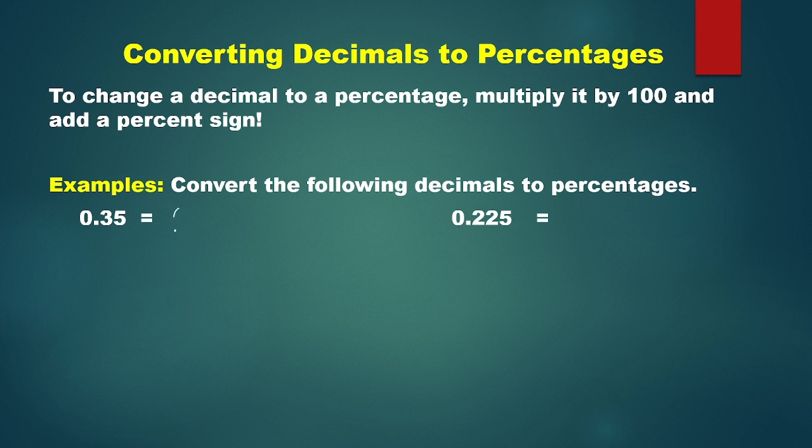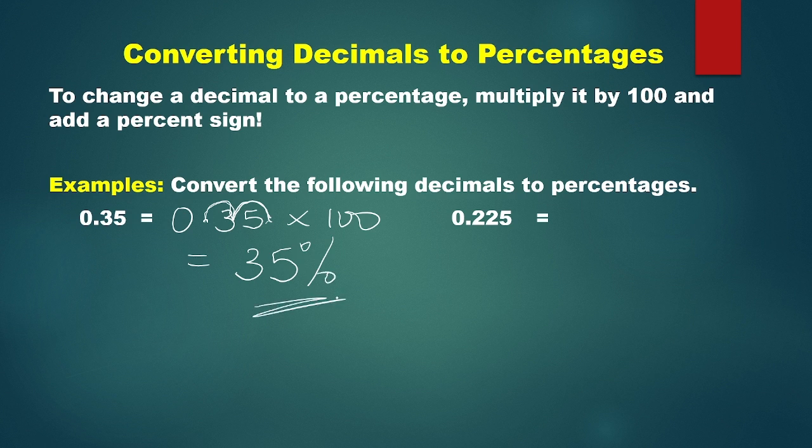0.35 is simply 0.35 multiplied by 100. If you are multiplying a decimal by a power of 10, all you have to do is move your point to the right based on the number of zeros in the power of 10. In this case, my point goes to the right twice because there are two zeros in 100. So 1, 2. Now we have 35, because 0.35 is just 35 and my percentage symbol. So 0.35 is 35%.